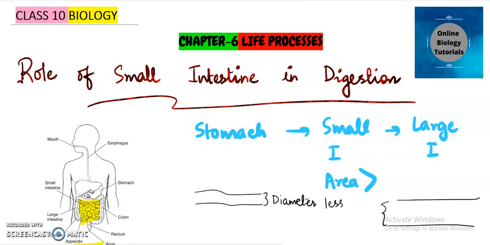Another important thing: what are the three parts of the small intestine? First is known as the duodenum, second is the jejunum, and third is the ileum. You don't have to label all three parts in the diagram, but you should know in sequence that the front part is the duodenum, it leads to the jejunum, and the small intestine ends in the ileum.